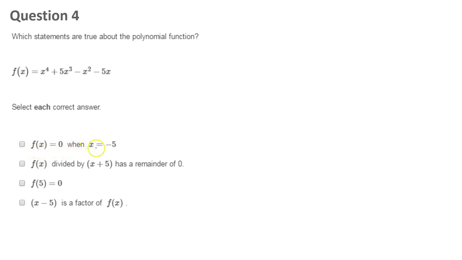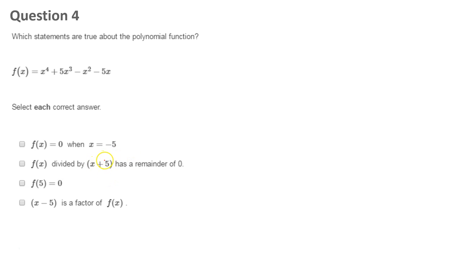f of x is equal to 0 when x is equal to negative 5. So if we substitute negative 5 into this polynomial function, does our function actually equal 0? In other words, does x plus 5 have a remainder of 0? And so it's really saying the same thing as the second choice. So 1 and 2 are pretty much saying the same thing.